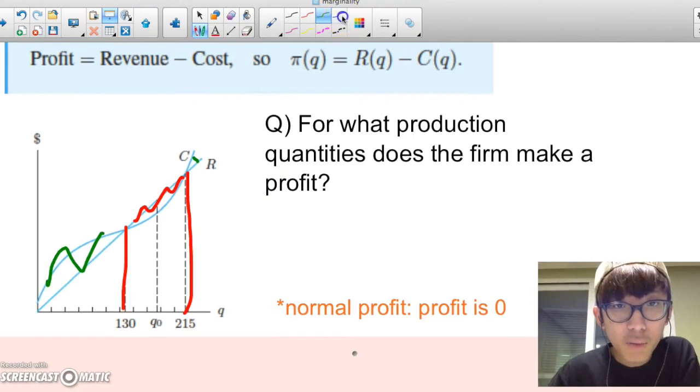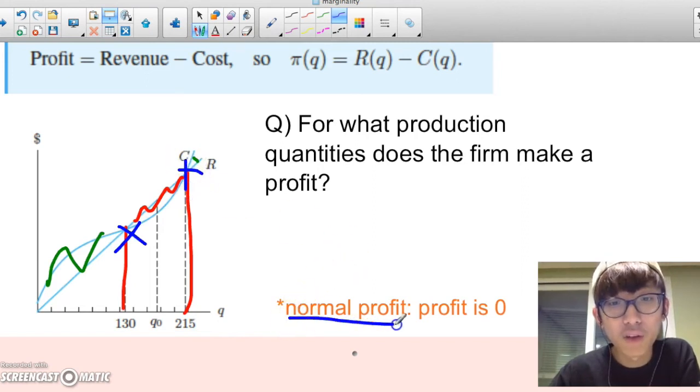But the interesting point here is that when revenue equals cost, the profit is 0, and this in economics is called normal profit, just for your information. And in economics, normal profit is also a good thing, but I don't know about in calculus.